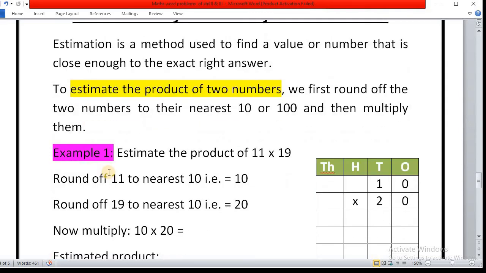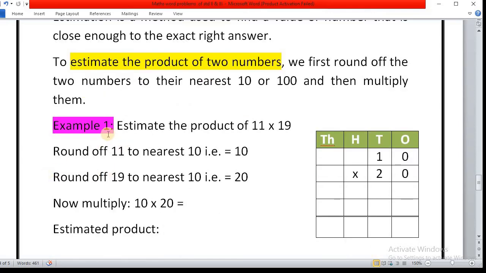Let's see some examples. Example 1. Estimate the product of 11 into 19. In first step, round off 11 to nearest 10. So, after rounding 11 to nearest 10 becomes 10. Second step, round off 19 to nearest 10. So, it has become 20. Now multiply 10 into 20.